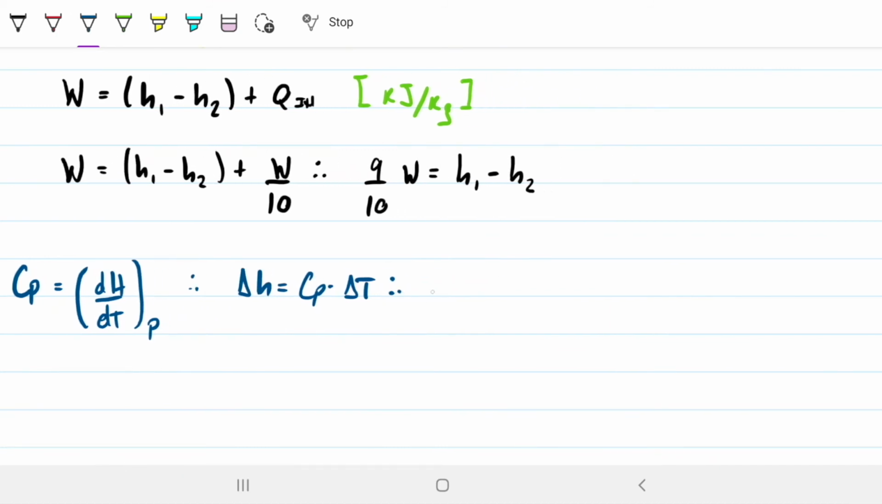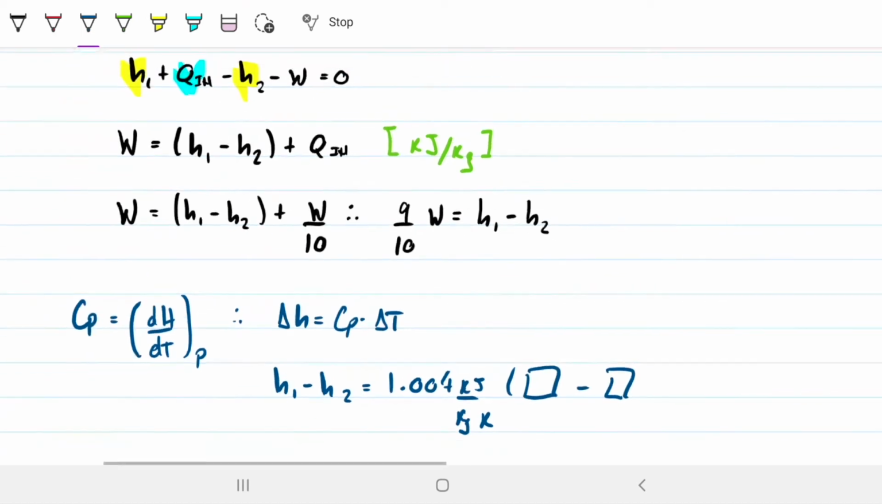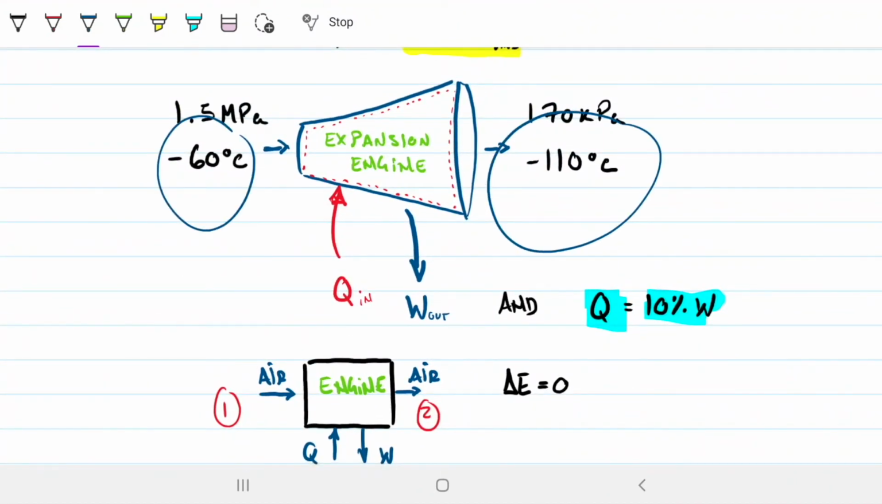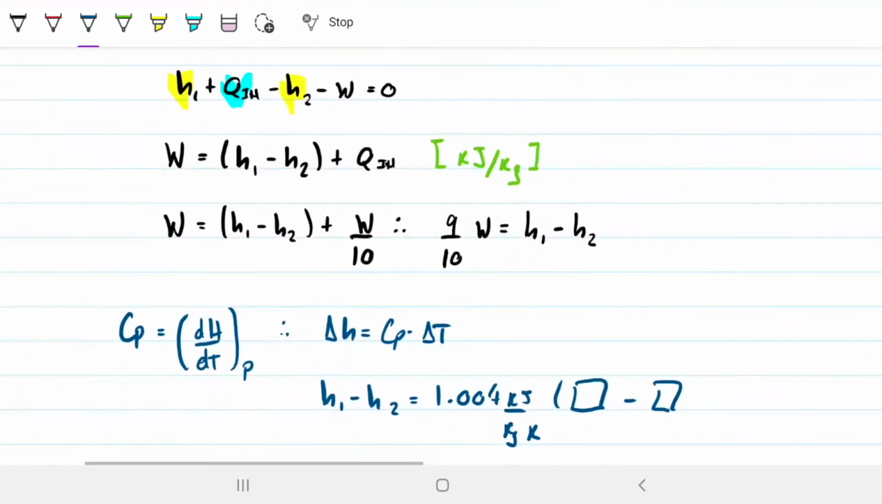Okay, so what are we saying here? Well, if I want to do h1 minus h2, then I'll just be Cp for air, which is 1.004 kilojoules per kilogram Kelvin, and you can find this in any property table, times the difference in temperature, temperature 1 minus temperature 2. And we know both these things. We've been told in the beginning. Temperature 1 is minus 60. Temperature 2 is minus 110.